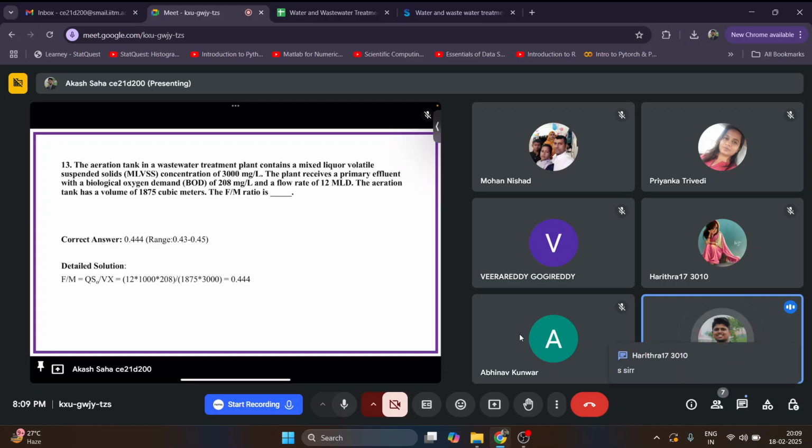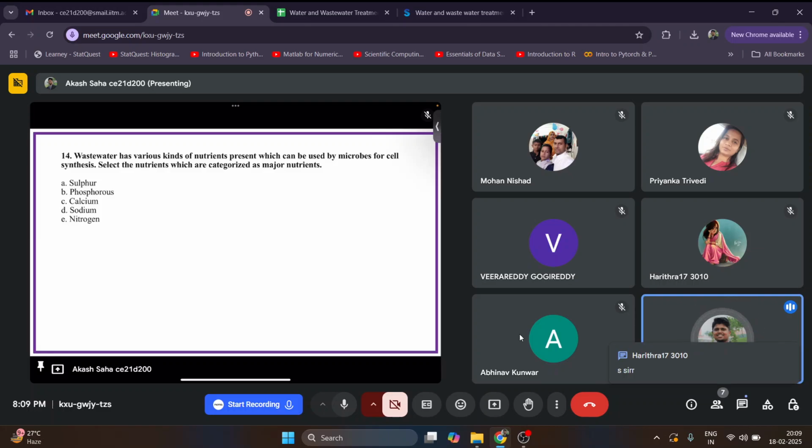Okay, we'll move forward. Wastewater has various kinds of nutrients present which can be used by microbes for cell synthesis. Select the nutrients which are categorized as the major nutrients. So we have sulfur, phosphorus, calcium, sodium, nitrogen. So which of them are the major nutrients? So what do you think? So we are talking only about the major nutrients, not the micronutrients.